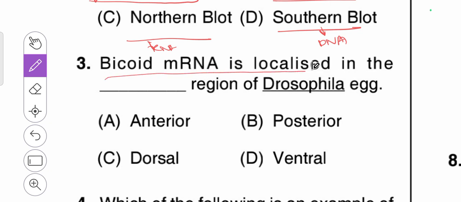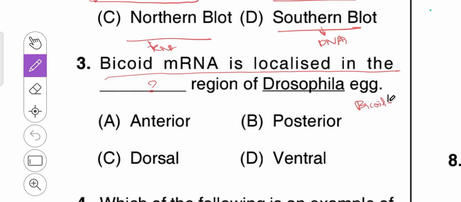Bicoid mRNA is localized in the dash region of Drosophila egg. In case of Drosophila, we majorly see three fundamental genes, that is maternal effect genes, segmentation genes and homeotic genes. Here, in the maternal effect genes, bicoid, hunchback, nanos and caudal will be observed.